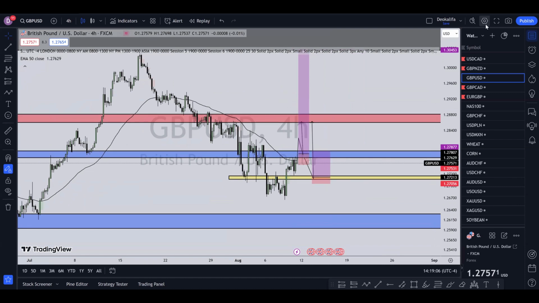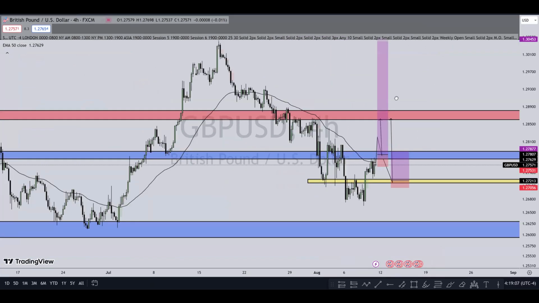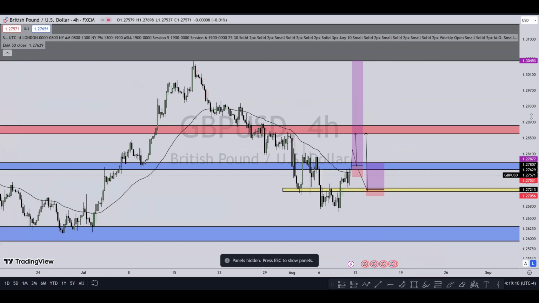So these are the three trades that I will be looking for swing trading this week. And I think that you guys should keep them on your watch list, and they might present some selling or buying opportunities in this way.